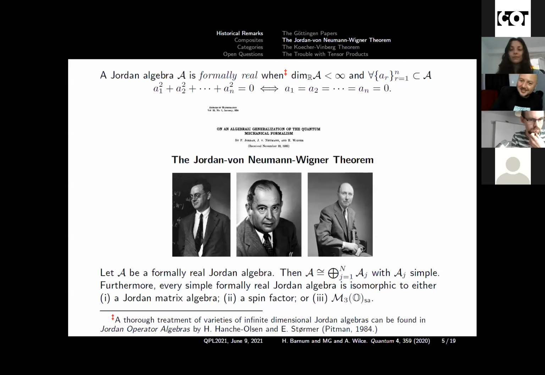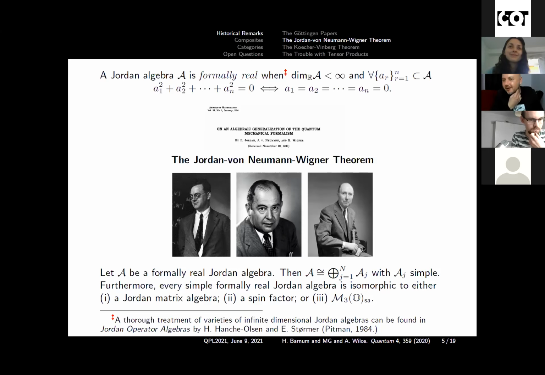One more item on the list, the exceptional Jordan algebra. So these are the 3x3 octonionic self-adjoint matrices. Items 1 and 2 are called special because there's always a faithful Jordan homomorphism into the self-adjoint part of a C-star algebra. It was Albert, I believe in 1931, who proved that M3(O)_SA is exceptional. So there is no faithful representation of these inside the self-adjoint part of a C-star algebra. That's why it's called exceptional.